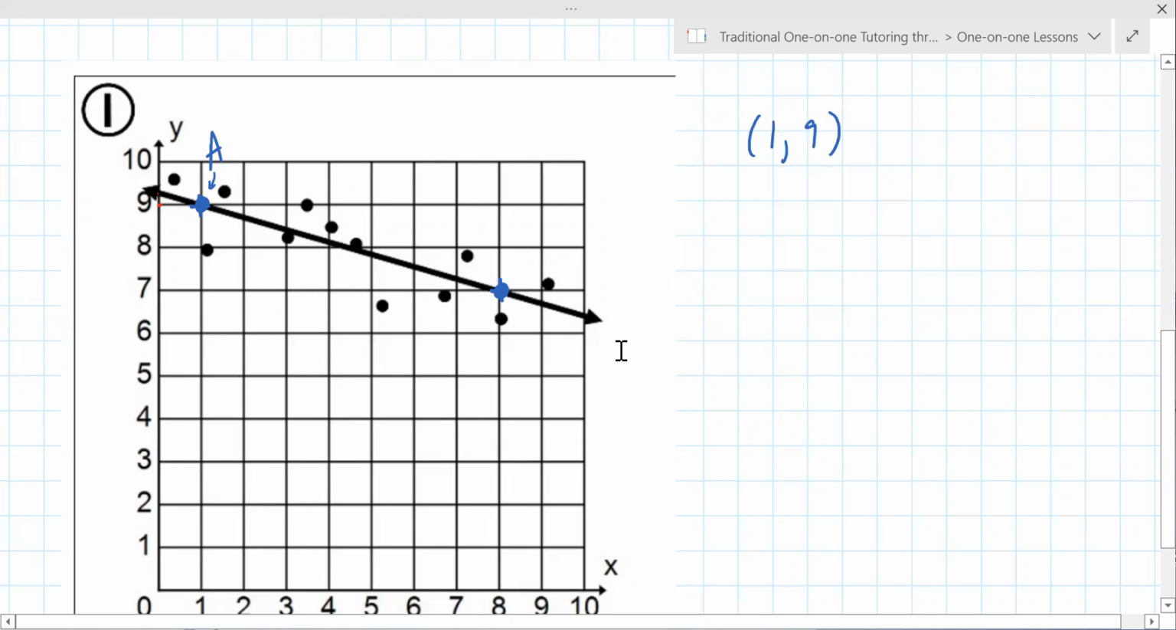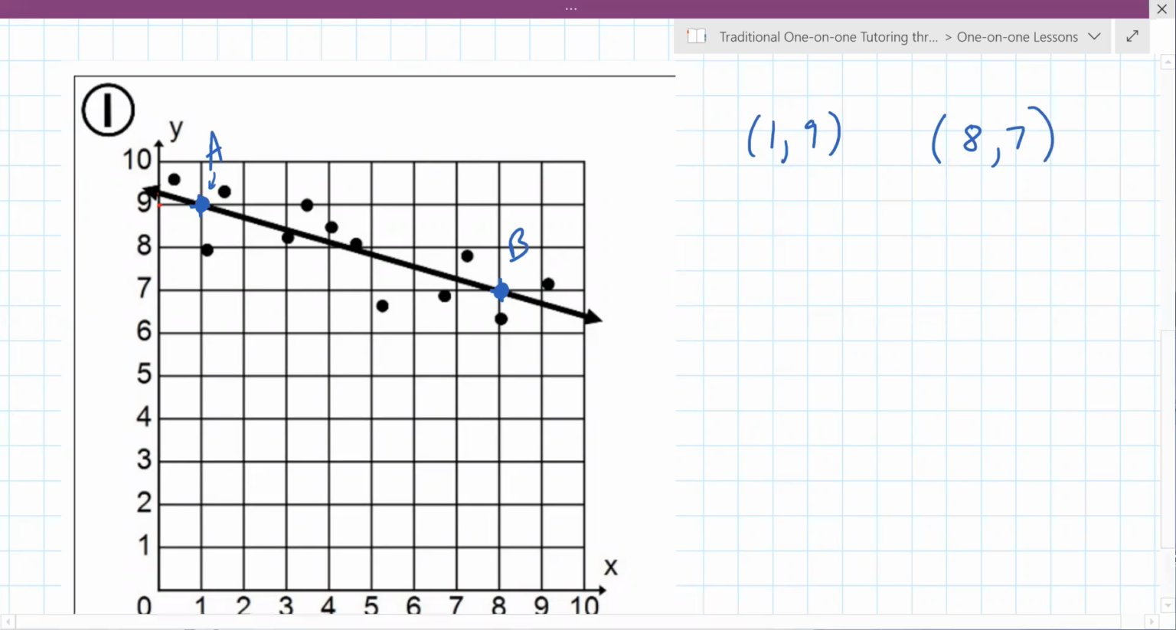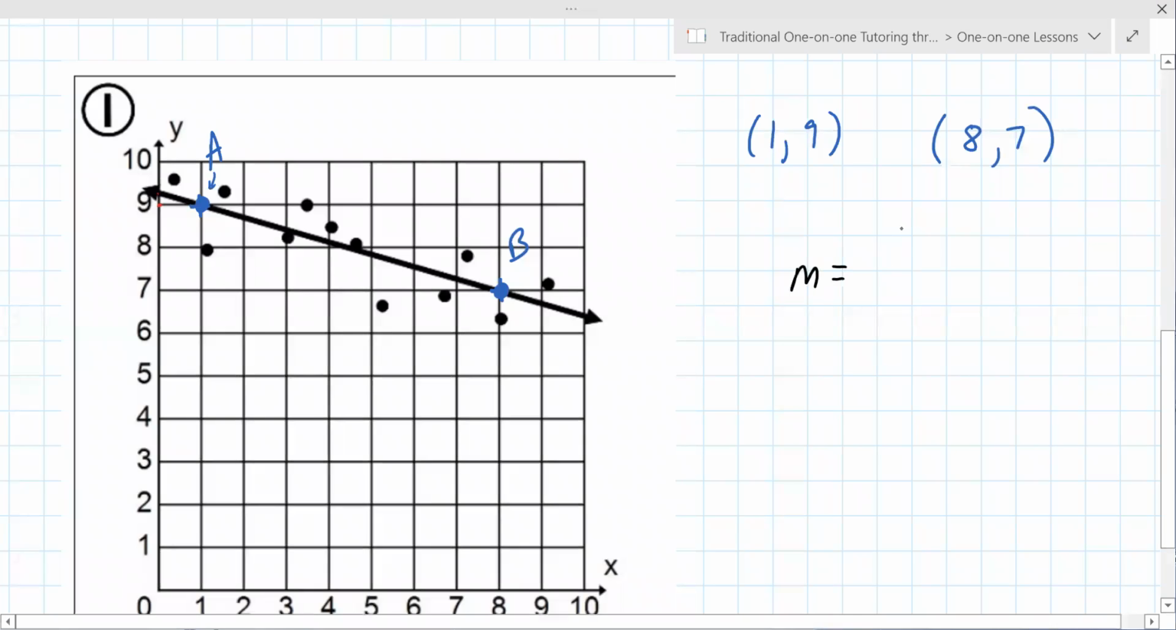Oh, right. And then how about this other one, B? That's 8, 7. Good. Okay, now do you remember the slope formula from the other day? I think we did the slope formula. Oh yeah, that. All right, so it's y2, meaning the second y, minus y1, the first y, over x2, the second x, minus x1, the first x.